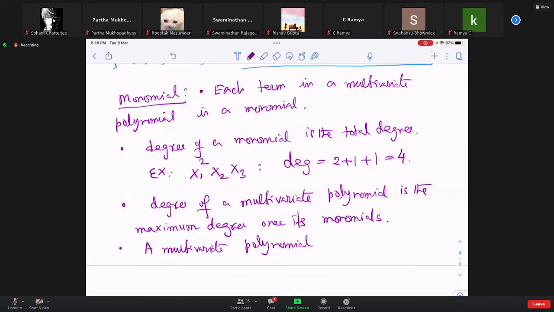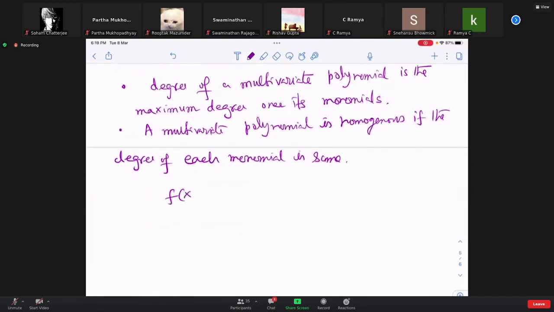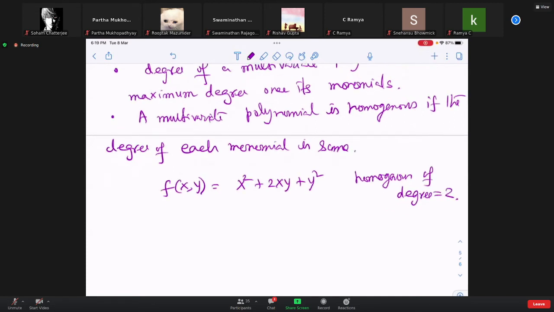Good point. A multivariate polynomial is homogeneous, by definition, if the degree of each monomial is the same. For example, our favorite polynomial is homogeneous of degree 2. See, xy has total degree 2, degree 2.